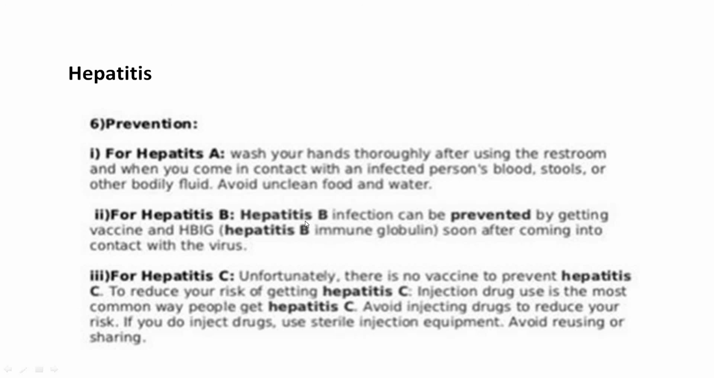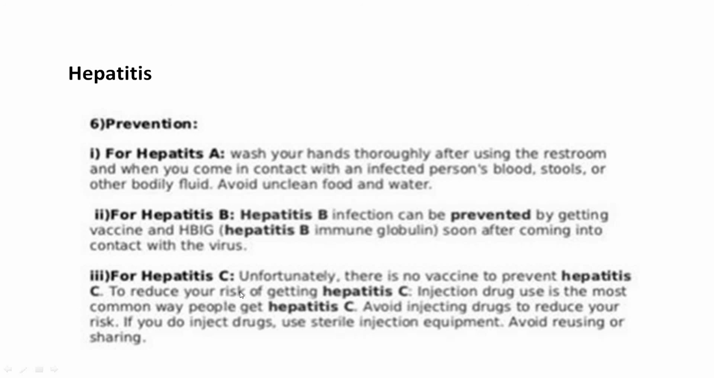Hepatitis B infection can be prevented by getting the vaccine. Vaccination, immunization should be done to get protection against the hepatitis B virus. HBIG, hepatitis B immune globulin, should be taken soon after coming into contact with the virus.